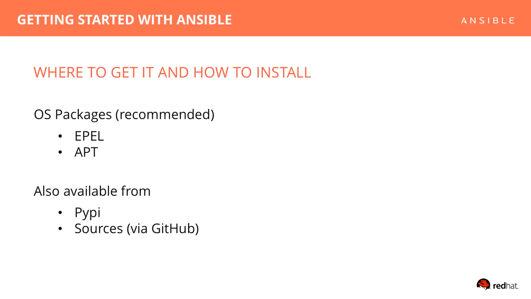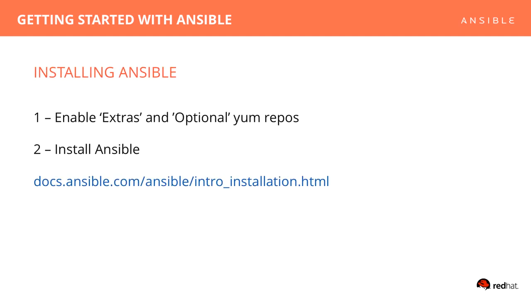Ansible is available from several places. While we recommend getting started with the OS-specific packages we provide via EPEL and apt, you can also grab Ansible and its requirements from PyPI, or a direct GitHub source clone. Installing Ansible is pretty straightforward too. Note that if you're on a RHEL or equivalent system, you'll need to enable your extras and optional Yum repos before attempting to install Ansible from EPEL.